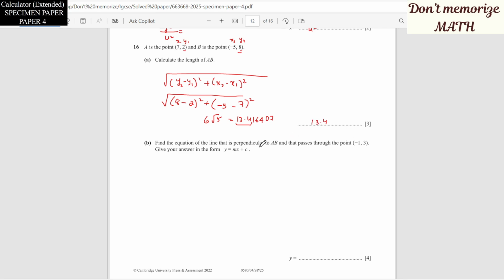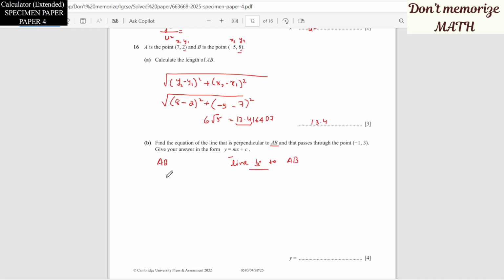Now find the equation of the line that is perpendicular to AB and passes through the point (-1, 3). Give your answer in the form y is equal to mx plus c. That is the standard form of a straight line. Okay, so we have a line AB, the same AB that we discussed in the beginning, and we have a line perpendicular to AB.